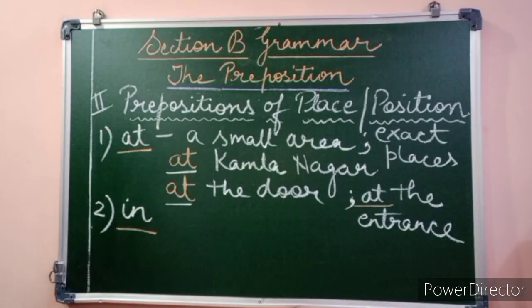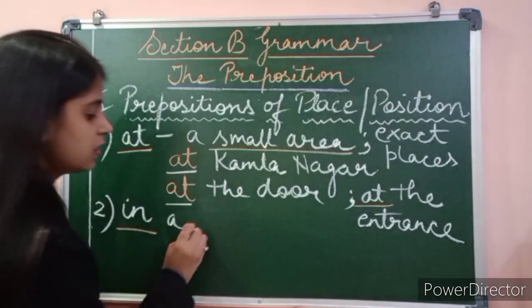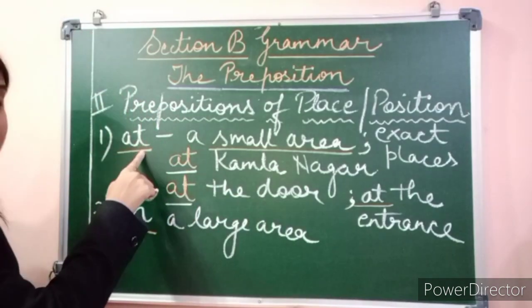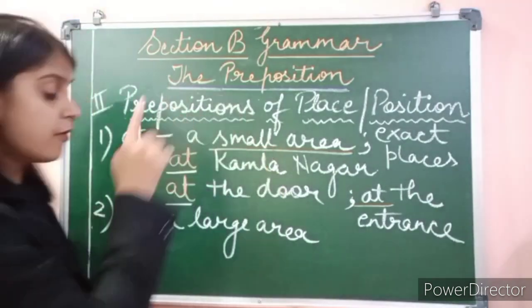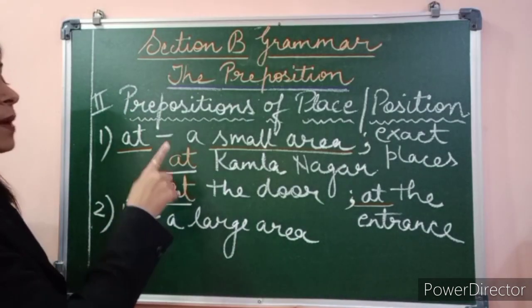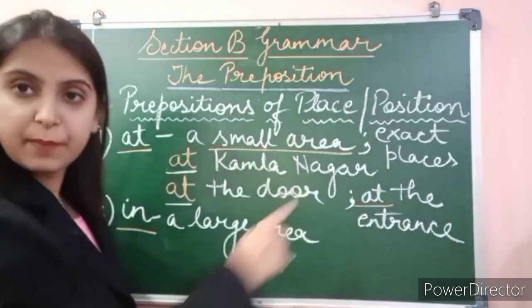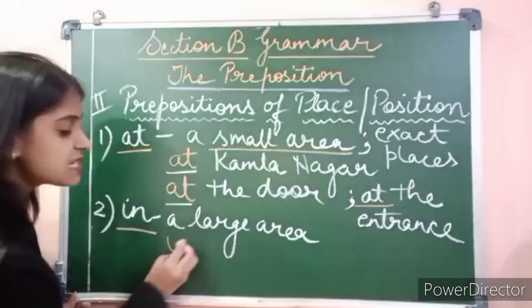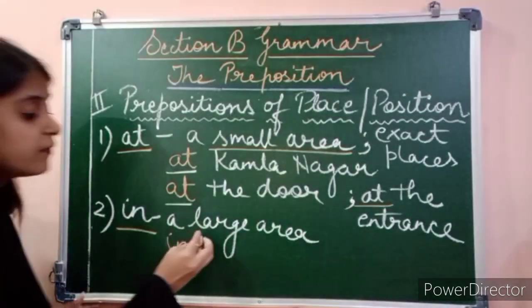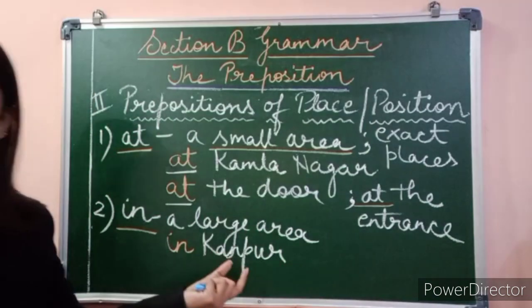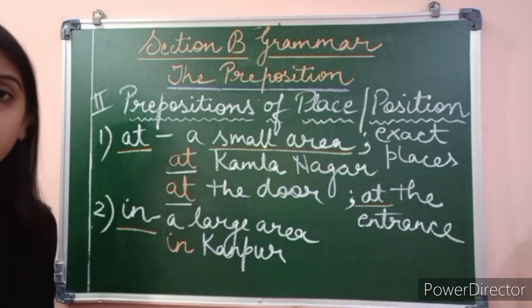Now in is used as a preposition of place when we talk about a large area. Okay, we use at when we talk about a small area. We use in when we talk about a large area. Here I have used my school is situated at Kamla Nagar because Kamla Nagar is a small area. In Kanpur, at Kamla Nagar, in Kanpur. Now with Kanpur I'll use in because Kanpur is a larger area than Kamla Nagar, right?